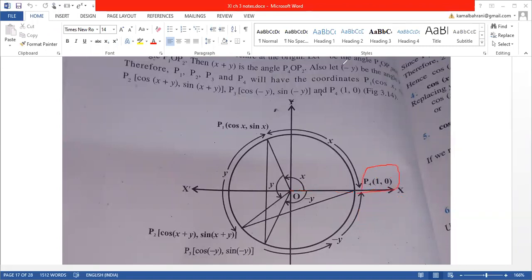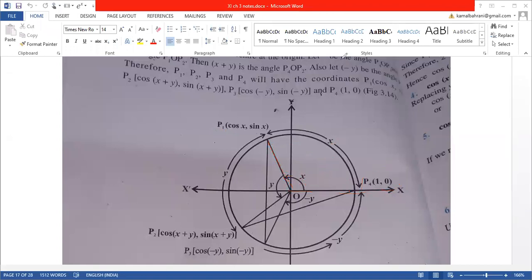Clear? Then come to the coordinates of P1. This is your P1. P1 is cos x, sin x. Why have we taken P1 as cos x, sin x? If you remember, in our earlier classes, I told you any point on a unit circle, how do we define that particular point? By the angle. This point P1 is making an angle with the positive direction of the x-axis. How much angle is it making? It is making x radian angle. So the arc length will also be x. They have given this arc length as x.